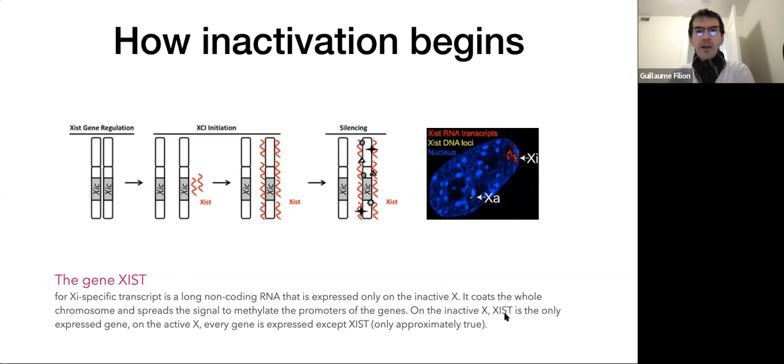On the active X, every gene is expressed except Xist. Okay, that's not exactly true because there are the escapees, right? But that's the idea. Either you express Xist, which really shuts down the whole chromosome, or you don't express Xist and then you can express the whole chromosome.